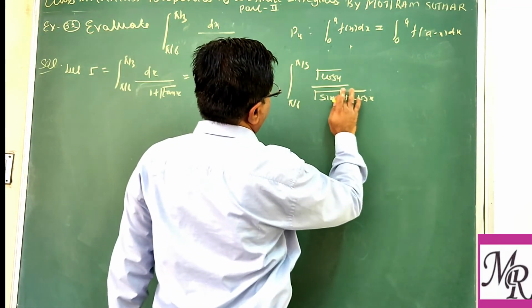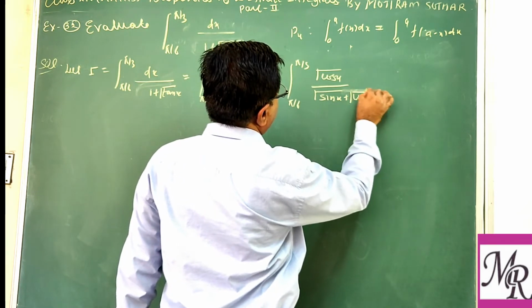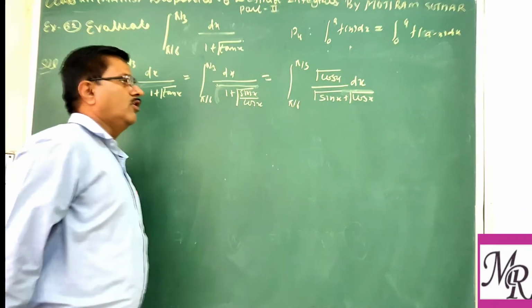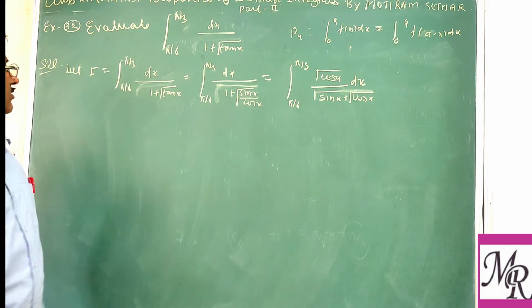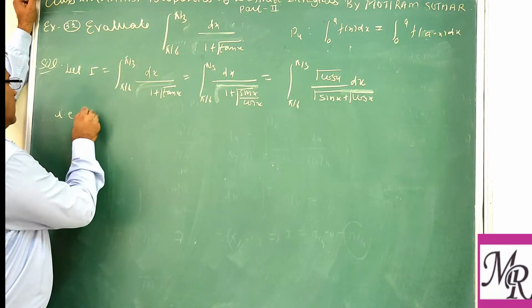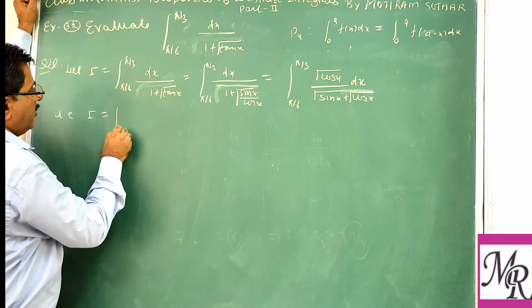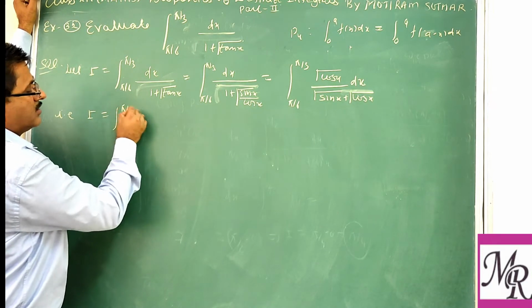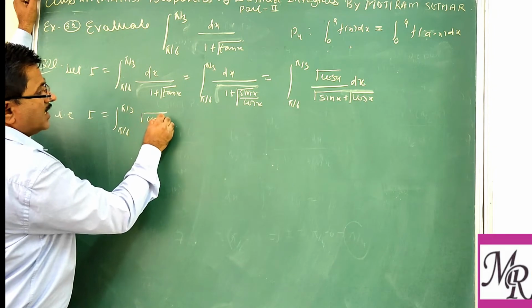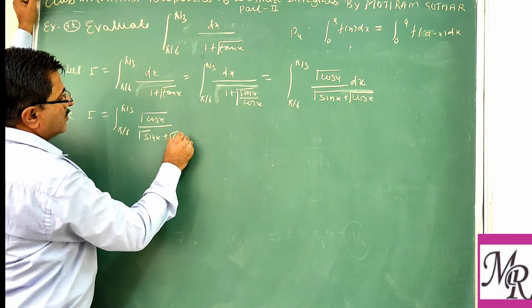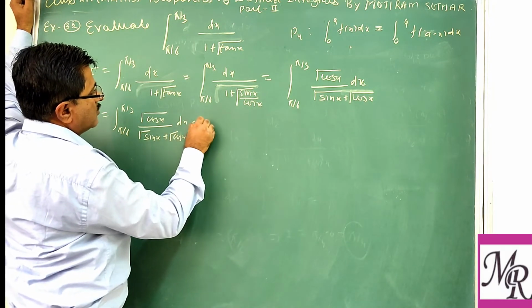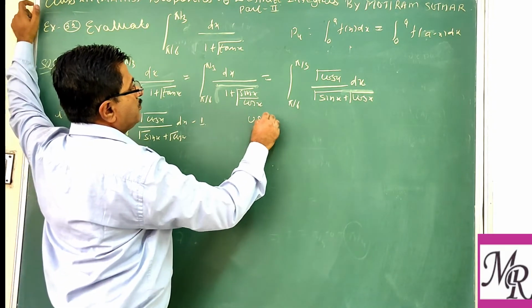So now this is separate. Root of cos x upon root of sin x plus root of cos x. So this is our equation number 1. That is I equal to integral from pi by 6 to pi by 3 of root of cos x upon root of sin x plus root of cos x. This is 1. Now using P3.